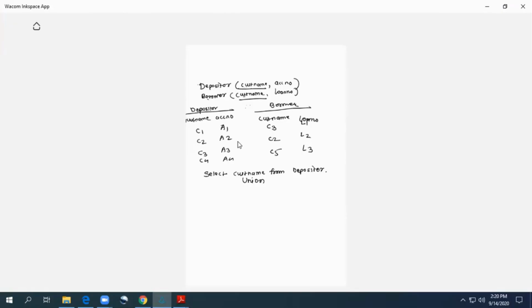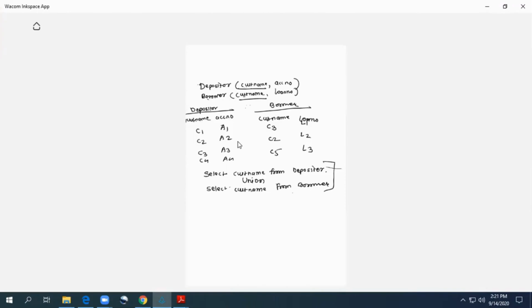My second query will be select customer name from borrower, right? So here is the solution of the query. You can use this union operator like this, in continuation, and you can write this query.